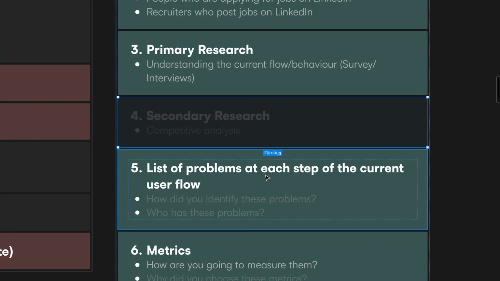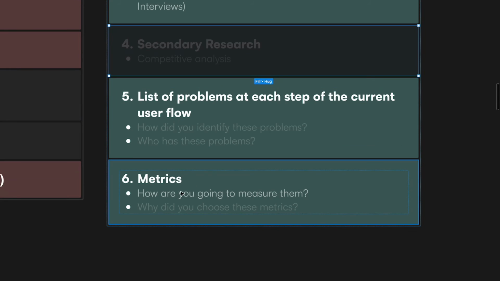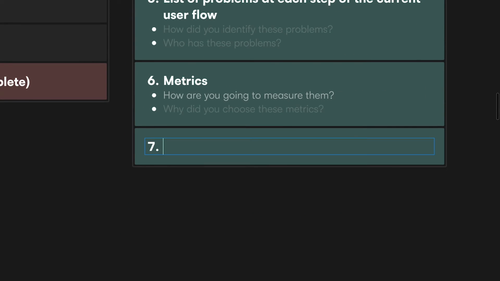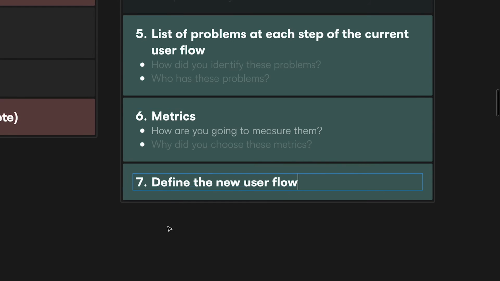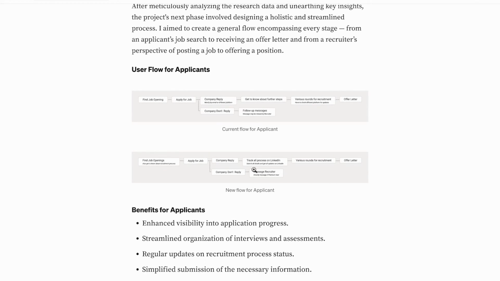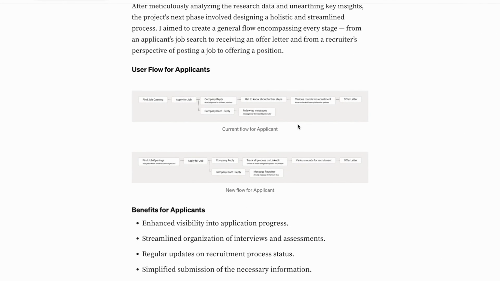Then you have a list of problems that you identify at each step of the user flow. And for each problem, you're going to find a solution and you're going to measure them. Now, after you do this, you can then come over here, which is basically the 7th step, define the new user flow, which is basically where you come down to solutioning. So if you see over here, the current and next are beside each other. But here, before we define the new user flow, you have to first understand the current flow, identify the problems, and then define the new flow. This is again the wrong way of storytelling.